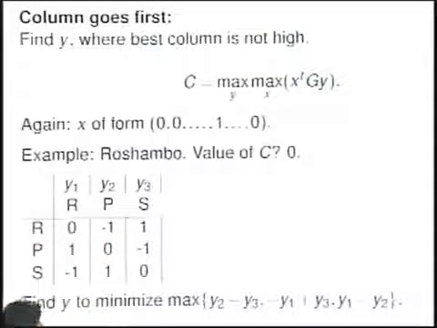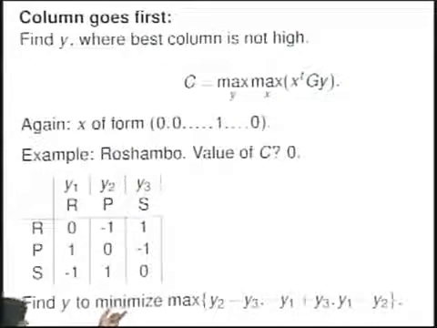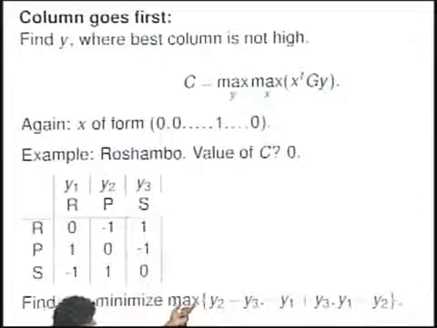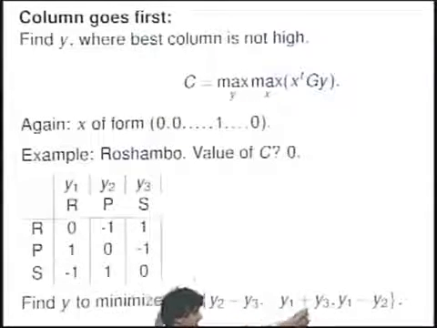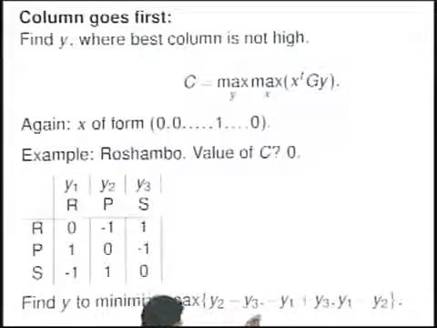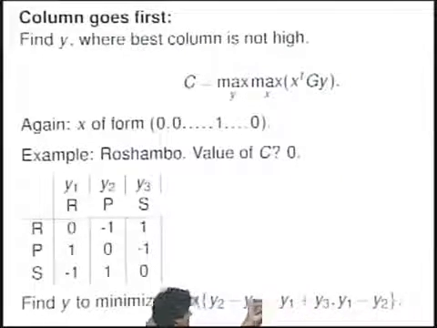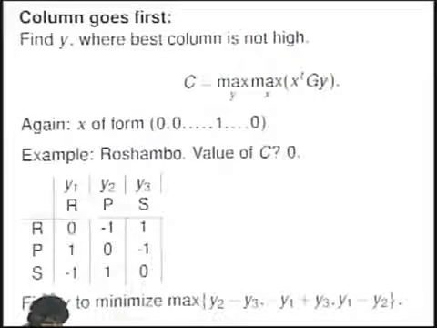And he's trying to minimize. The column player here is minimizing. So he wants to make the worst possible response. The row can choose to do this, the row can choose to do this, the row can choose to do this. So whichever one is worse for him, he wants to minimize that.